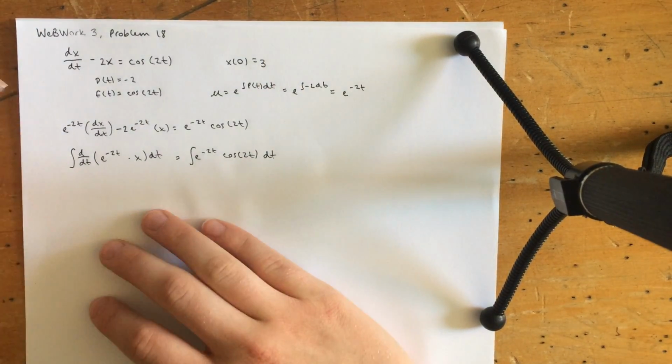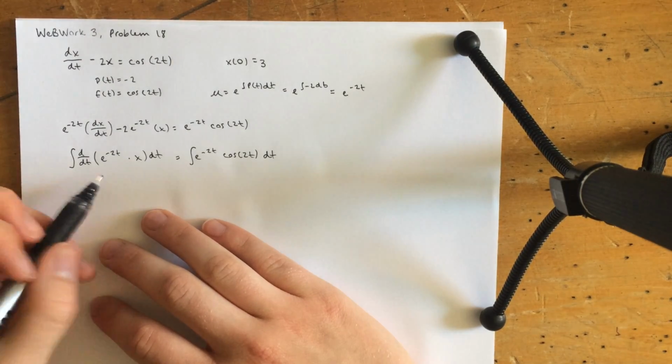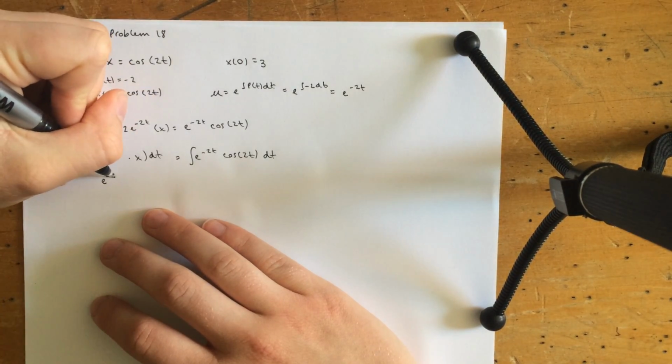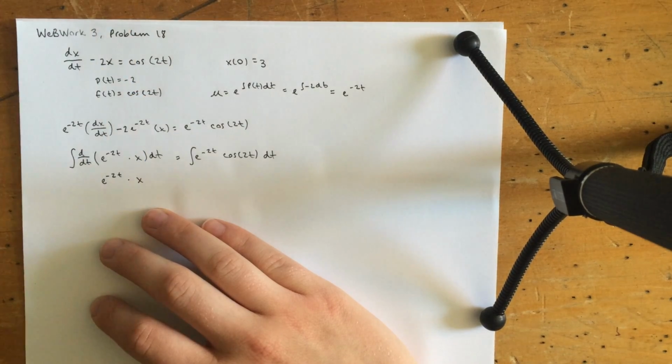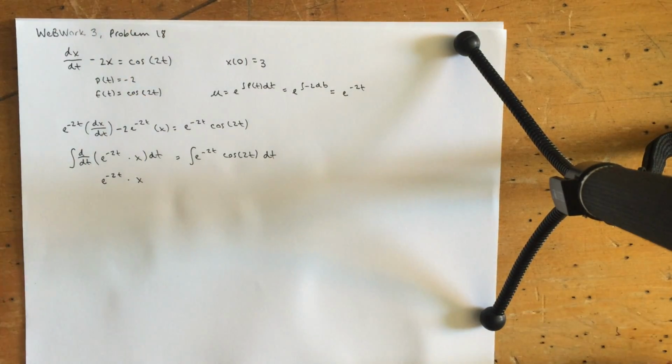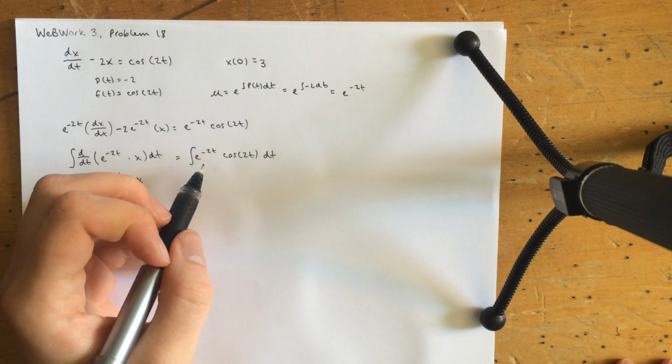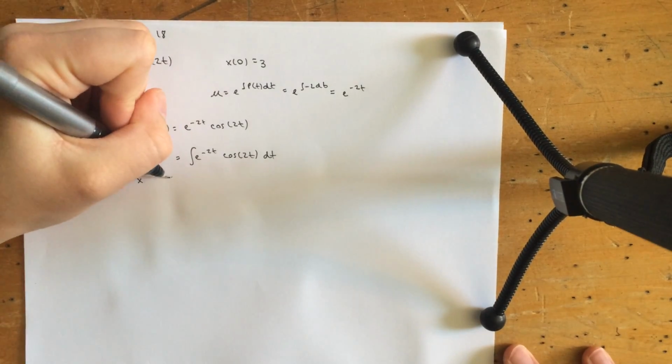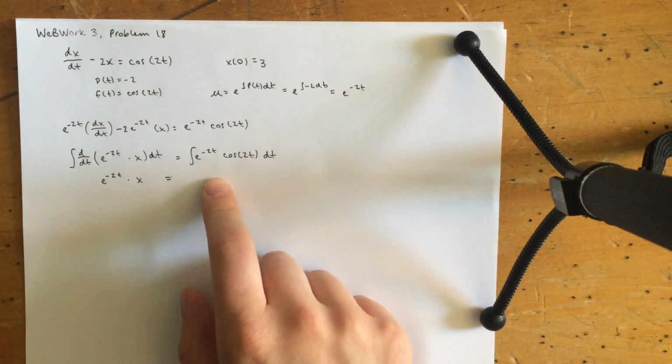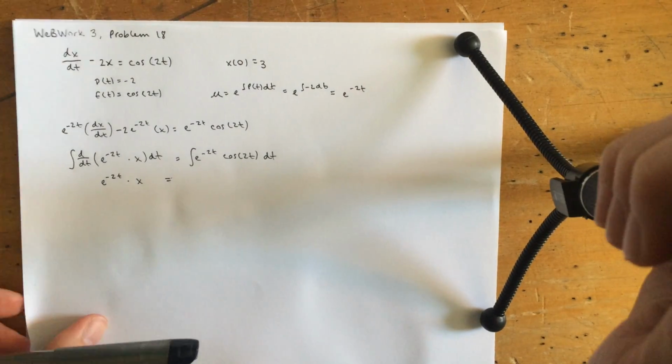On the left side, this is easy. The integral cancels out the derivative, and we're left with e to the negative 2t times x. Now on the right side, this is a little harder to solve because there's no easy way to simplify this. So we're going to do this with integration by parts. I'm going to switch to a new sheet of paper for that.